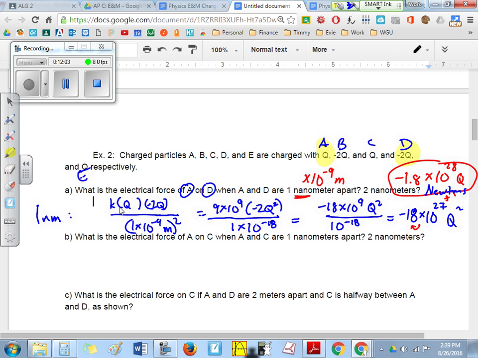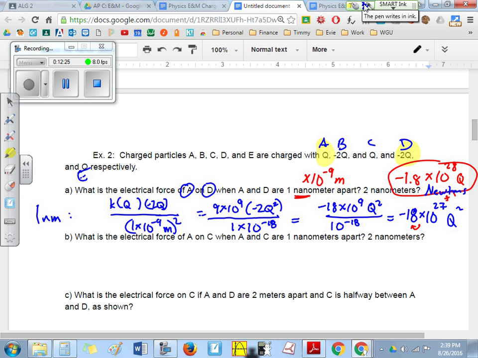Newtons. Now, what happens when we move them 2 nanometers apart? Listen, I don't want you to recalculate. I really don't. I want you to think qualitatively and quantitatively here. So yeah, you're going to lose a factor of 4, because on the bottom there's an r squared, right?